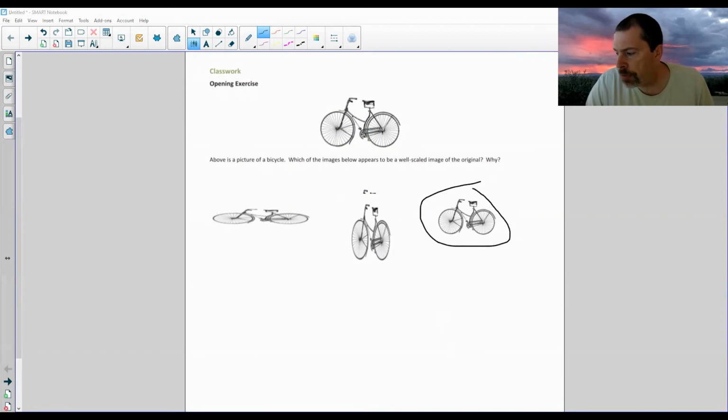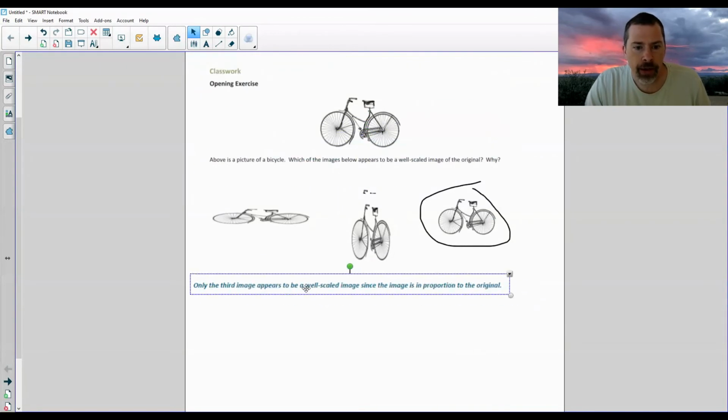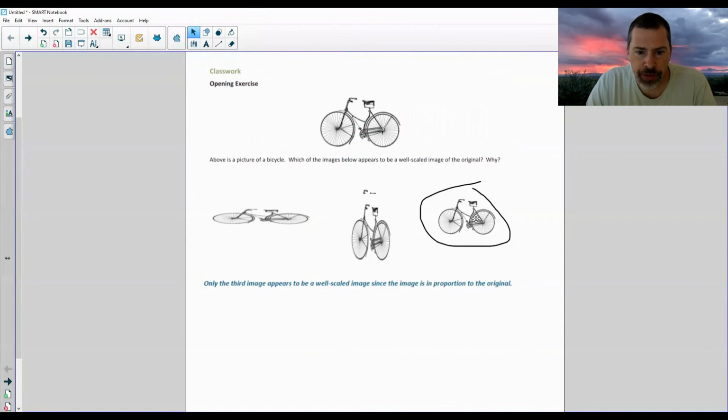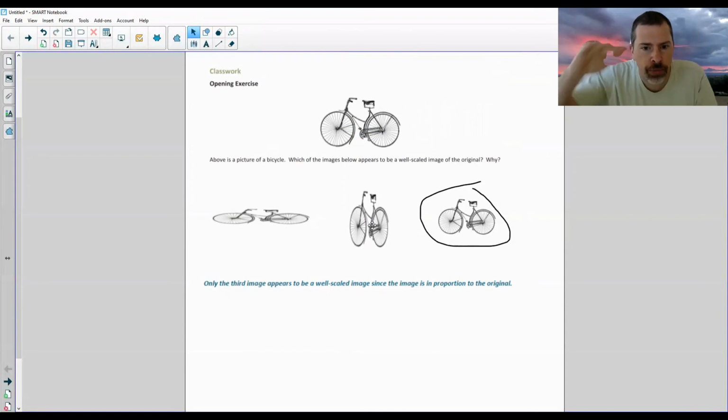And the reason is because, let me bring the reason in so you can copy it if you need to. Okay, only the third image appears to be a well-scaled image since the image is in proportion to the original. This one here was shortened, but it was also stretched a little. That other one also stretched. It was stretched this way, but it was compressed. This one here was compressed. So the third one is the best one.